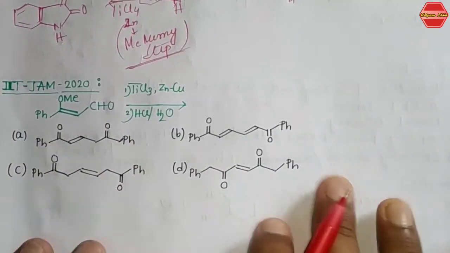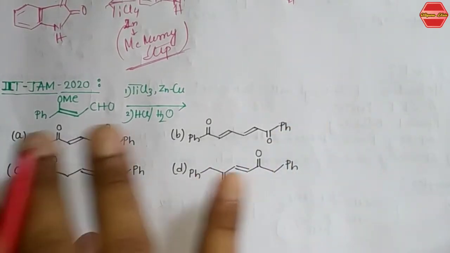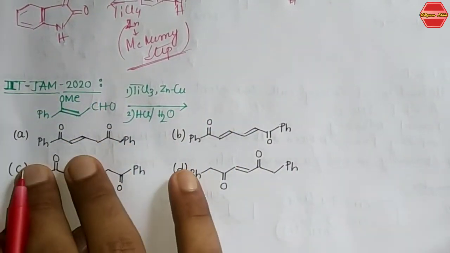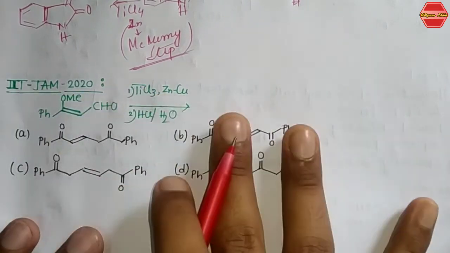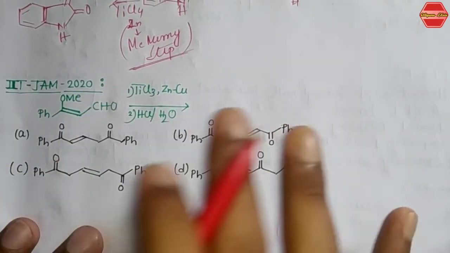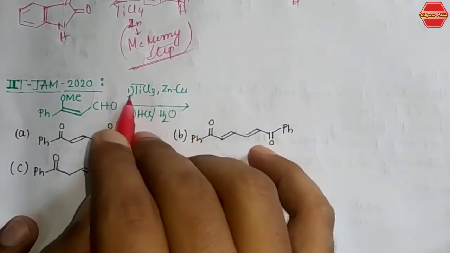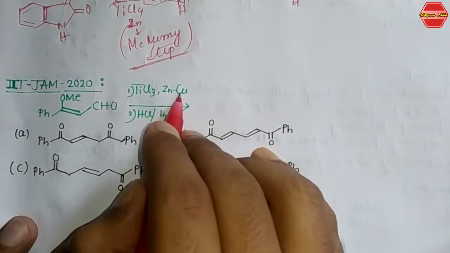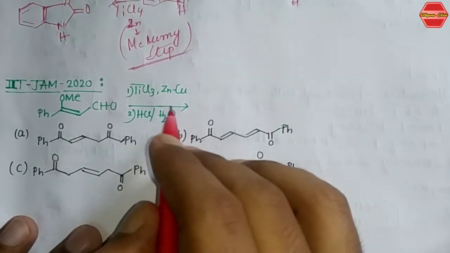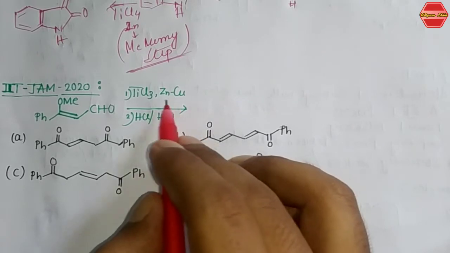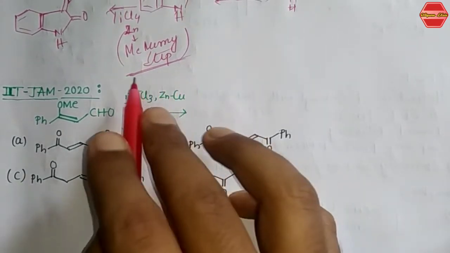Now let's see the last question. The question recently came in IIT JAM 2020. Now this question is very much important as well, and very much conceptual as well. So the question says that you have given this kind of system, and you are using TiCl4, zinc copper couple, and HCl, H2O. So you can see here, the first step is this one. Now you can see this is your McMurry reagent.